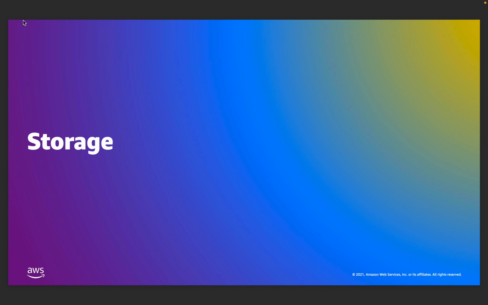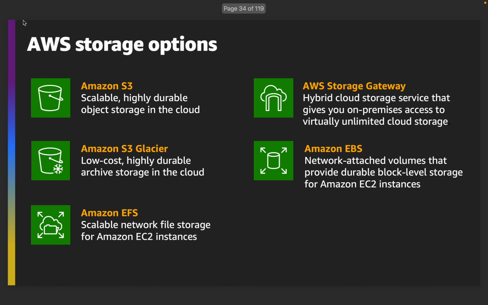So let's talk about storage. AWS storage options: first one is S3, then Amazon S3 Glacier, then EFS, Amazon Storage Gateway and Amazon EBS. S3 is scalable, highly durable object storage in the cloud. Amazon S3 Glacier is low-cost, highly durable archive storage. So the only difference between S3 and S3 Glacier is that Glacier is for archive. Amazon EFS is scalable network file storage, a file storage system for EC2 instances.